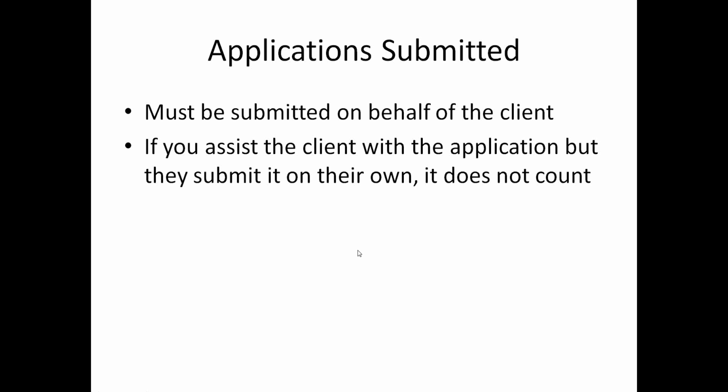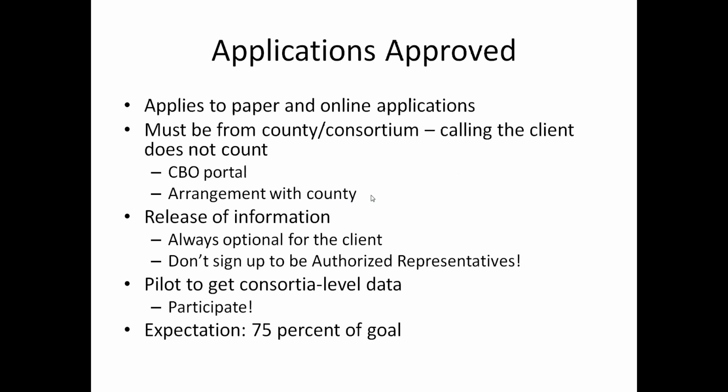And then the next one is applications approved. This one is quite a bit different than what we have been doing in the past. It applies to both paper and online applications. You have to get your data from the county or the consortium. You can't rely on calling your clients and asking them what the outcomes of their applications were. You actually have to get it from the county. If you're doing online applications, you can get it from the CBO portal. If you're doing paper apps and the county tracks them for you, you can get your data that way. It's really up to you and your county how you get this data.